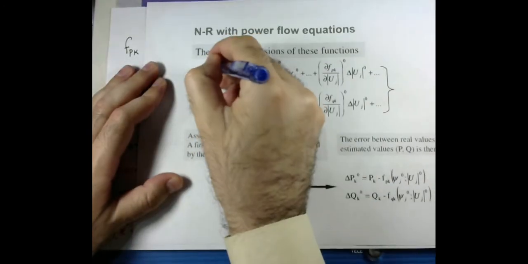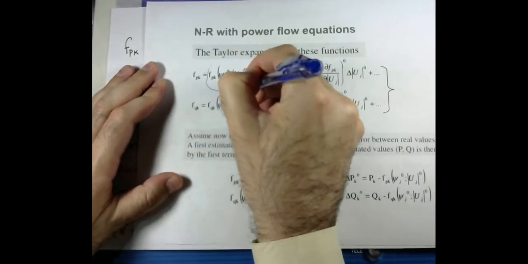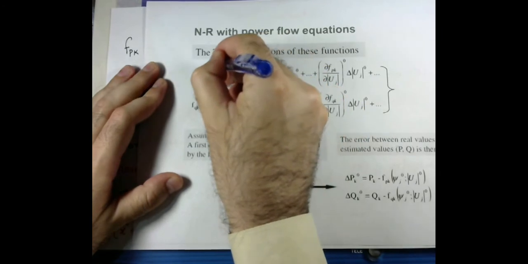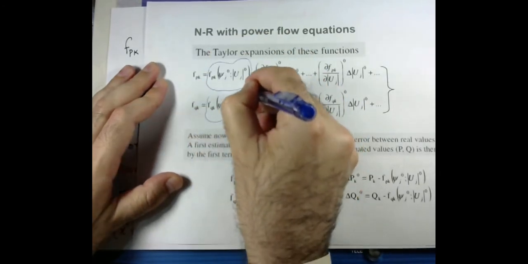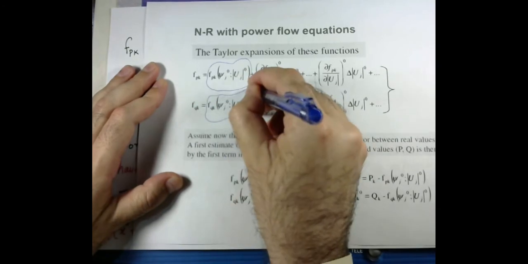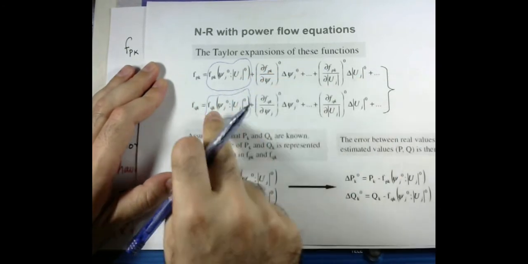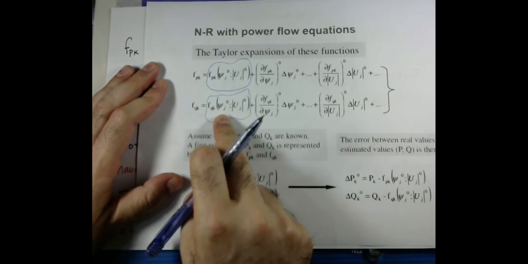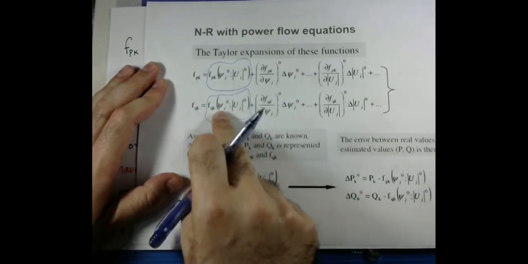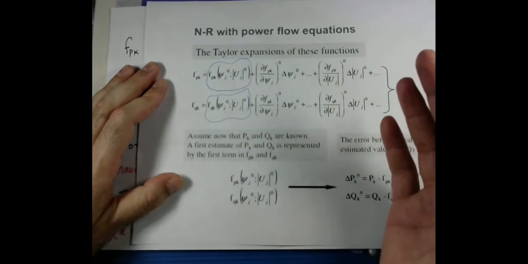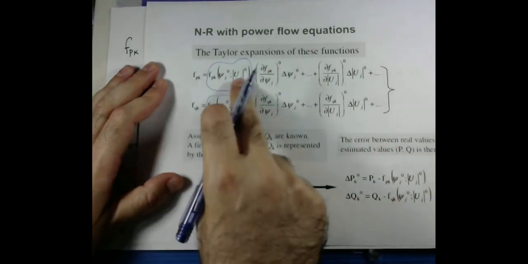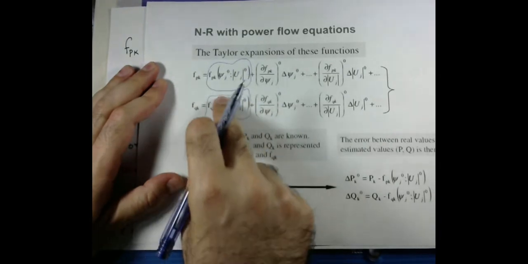One is this term, one is this term, and one is this term. Because if you look at even the first terms, they involve the guess, and we make the guess in the beginning. So it involves the guess of the angle and that of the voltage, which we make in the beginning, and then we can find these terms based on our first guess.